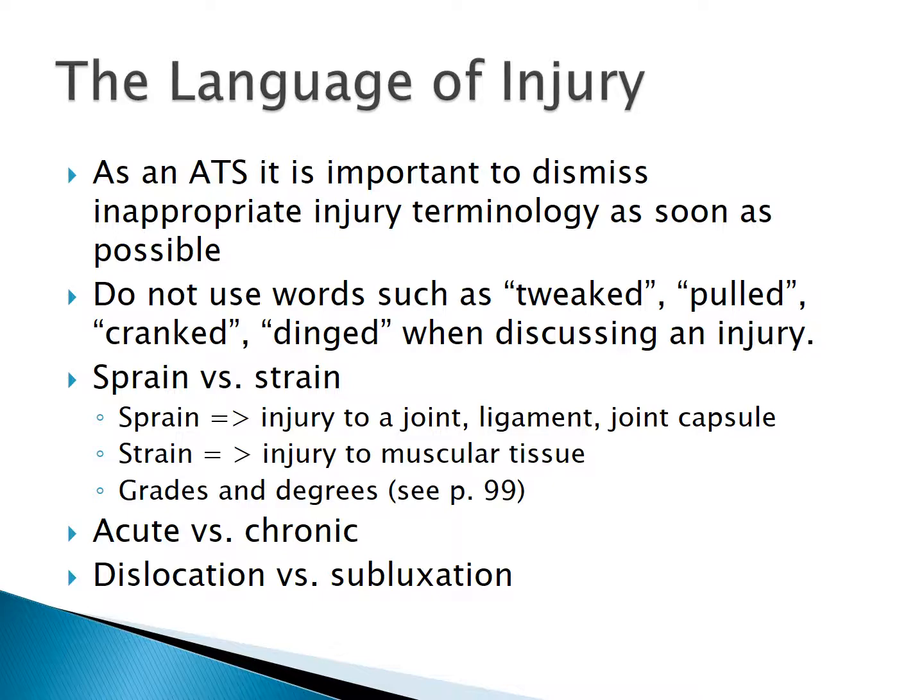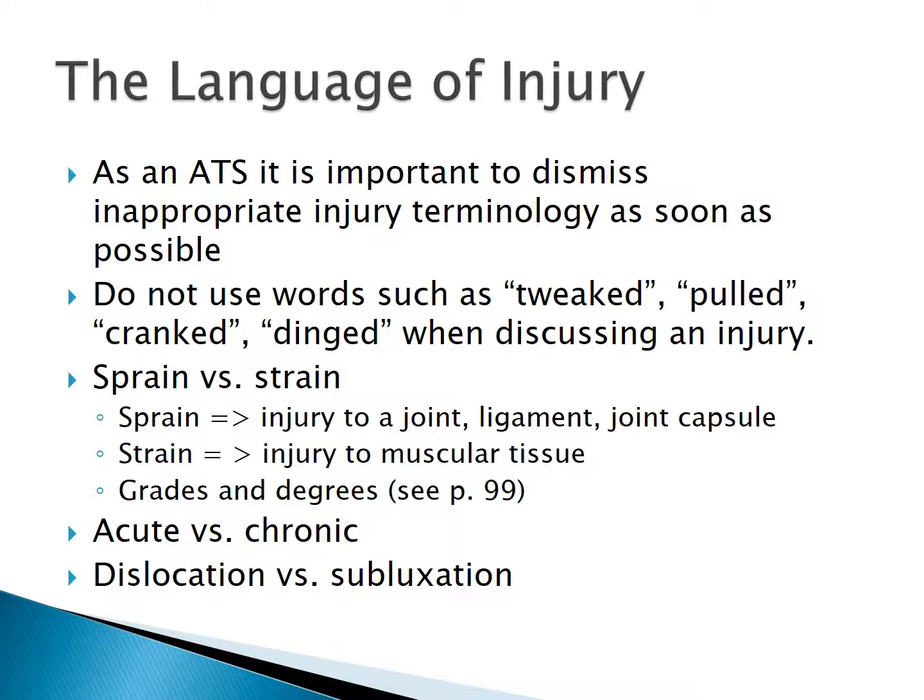This list can serve as a starting point for understanding the language of injury and developing good habits for the proper use of terminology. A sprain is an injury to a joint, which most often involves injury to a ligament and/or the joint capsule. A strain is an injury to a muscular tissue or the muscle tendon complex. To understand the grading of severity of these types of injuries, please review the box on page 99.